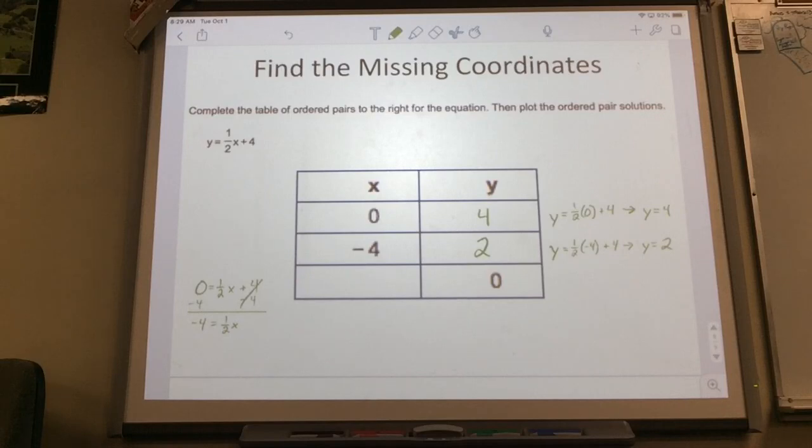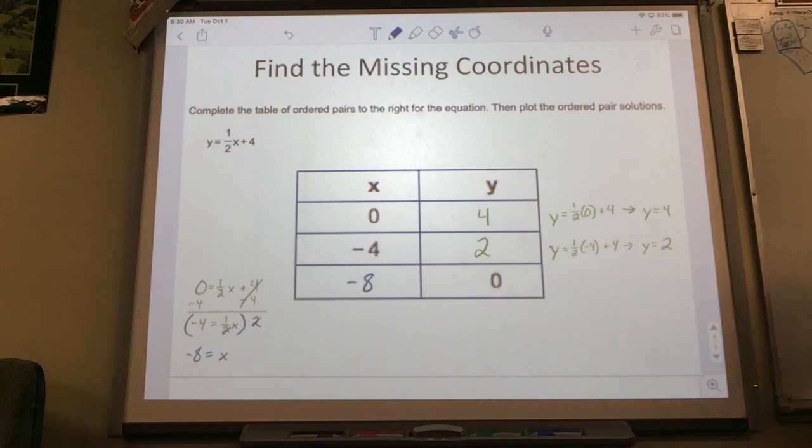You can multiply by the reciprocal here, or you could multiply everything by 2 to get rid of the fraction. You could have also done that at the very beginning. Multiplied everything by 2 to get rid of the fraction at the beginning. Okay, so if I multiply everything by 2, that would be a negative 8 equals x. Because 2 and 2 would cancel, so that would be just a 1x. So negative 8 goes here.